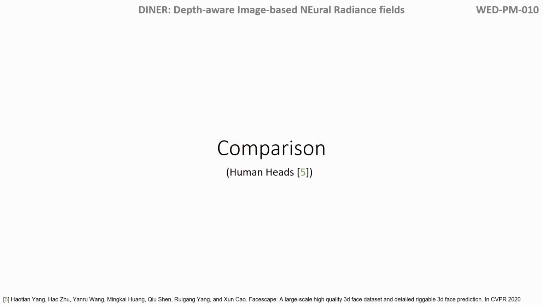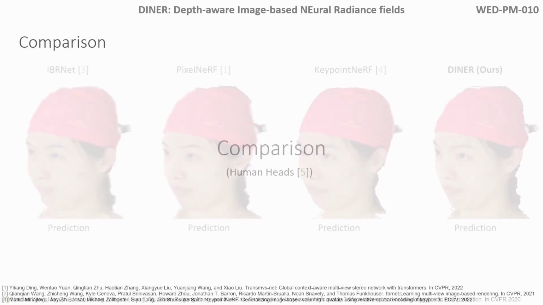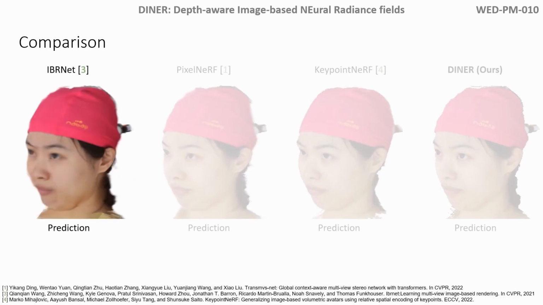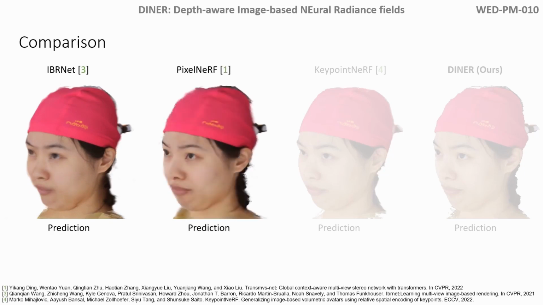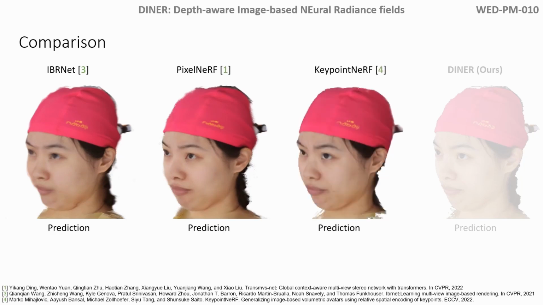We compare DINER against state-of-the-art methods for the task of novel view synthesis of human heads. IBRNet, a model that blends the source images directly, can reconstruct high-frequency details like text, but blending artifacts occur which cause a high identity gap. PixelNeRF reconstructs a more accurate head shape, but produces blurry results. KeyPointNeRF, which leverages facial landmarks to guide the reconstruction, synthesizes high-frequency details better, but distorts the head shape.